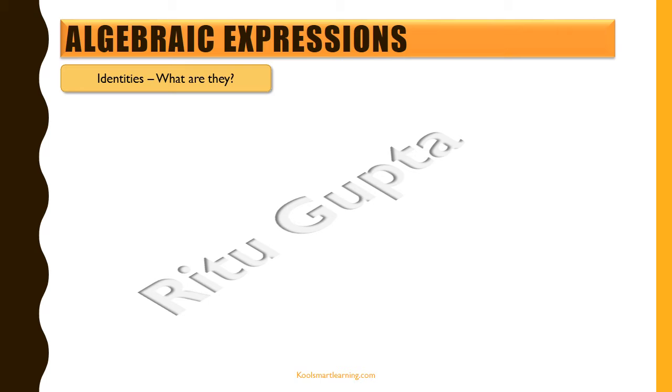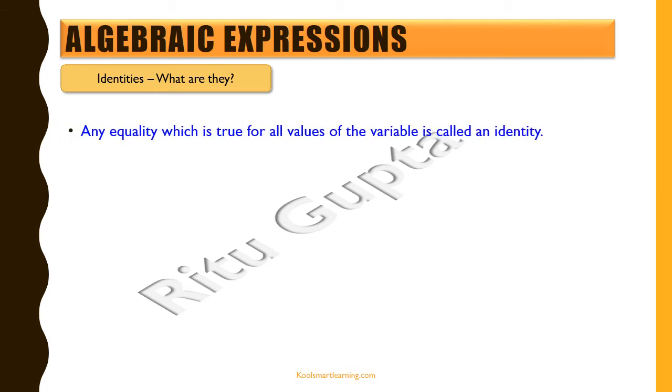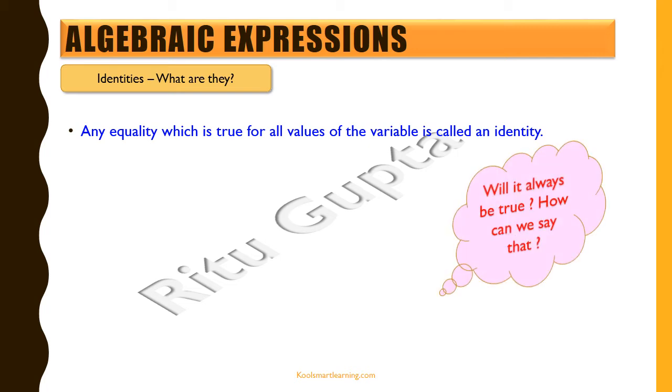Now let's move on to some identities. First of all, let's understand what identities are. Any equality which is true for all values of the variable is called an identity. So will it always be true? How do we know that?